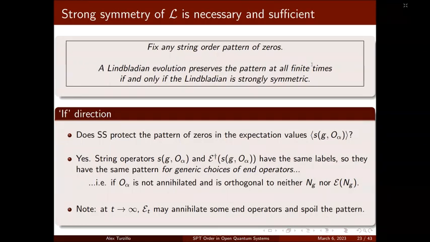So the zeros are values of G and alpha such that the string order parameter vanishes. The stars are values where it doesn't vanish. And the particular non-vanishing value it takes doesn't matter. If you pick different end operators, you'll get a different value there. But the important thing is the selection rule, whether that value is 0 or non-zero.